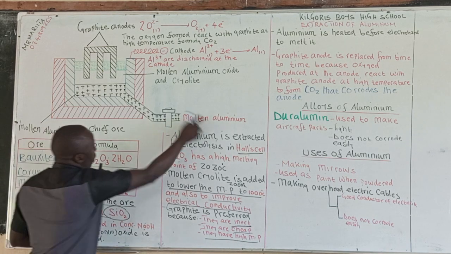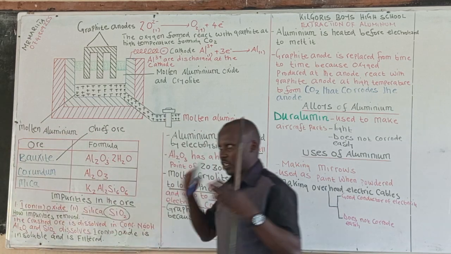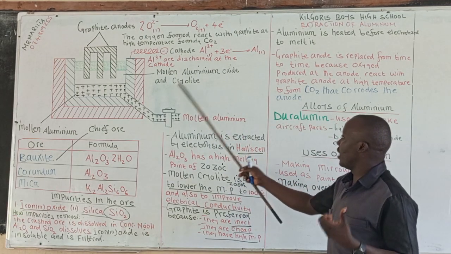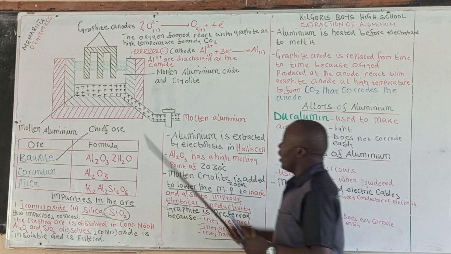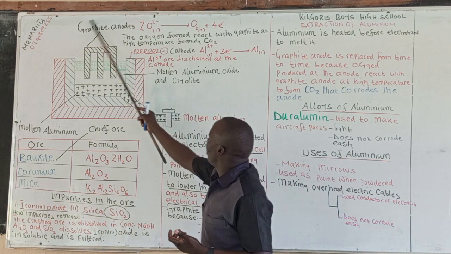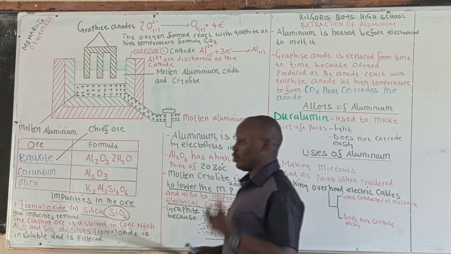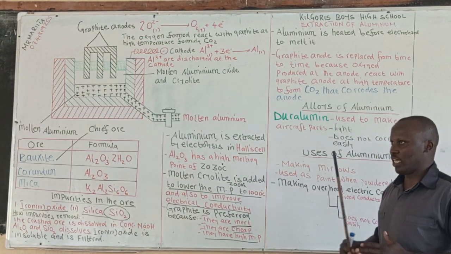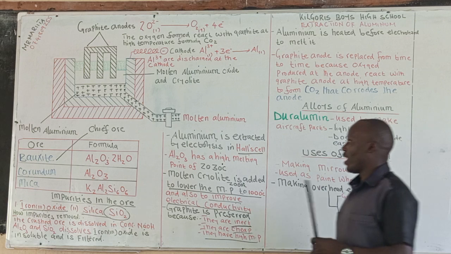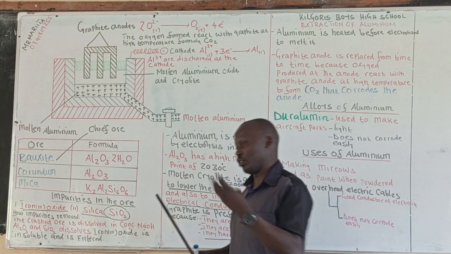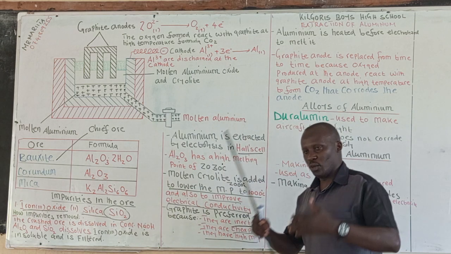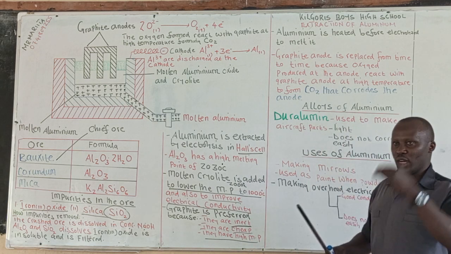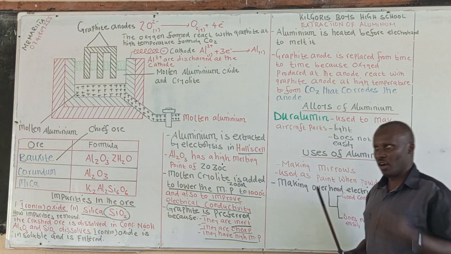So it is tapped at the lower part because it has a higher density compared to that of the mixture of aluminium oxide and cryolite. Again, we also have the graphite anode, where we have the anode. During the process of electrolysis, the aluminium oxide is melted first for electrolysis to take place. Once it's melted, it can decompose into aluminium ions and oxide ions.